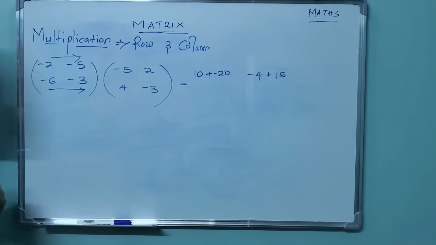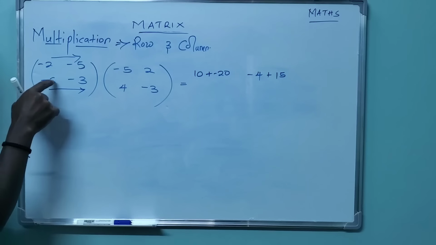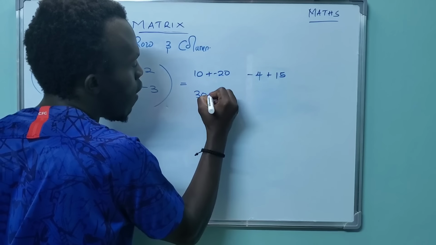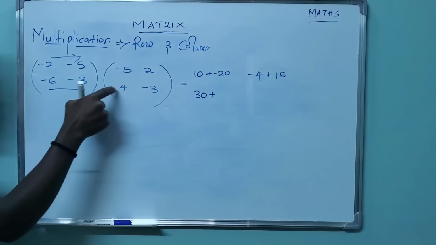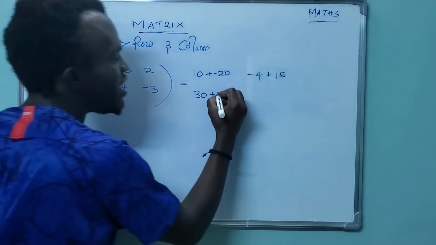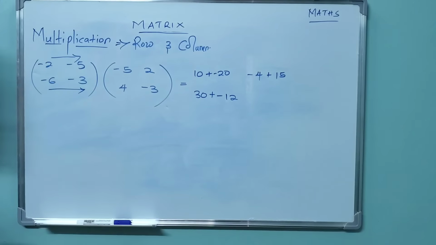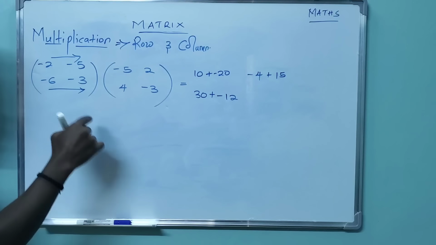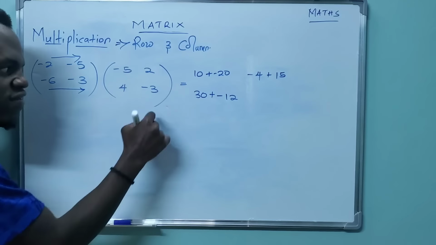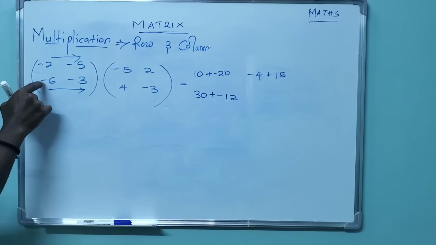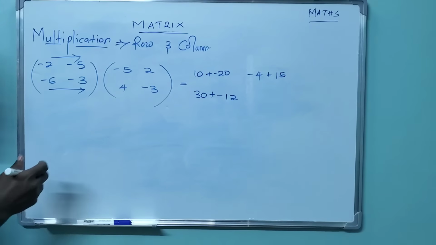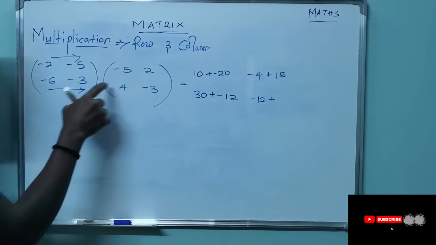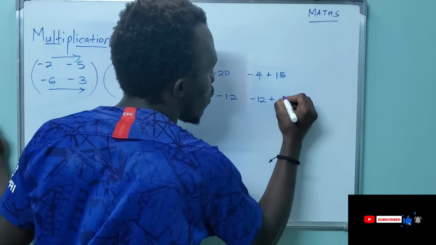I multiply also with both the columns. I start here. -6 multiplied by -5, that is going to be 30, plus -3 multiplied by 4, that is going to be -12. I'm done with the second row and the first column. So I go to the second row and the second column, whereby I'm going to have here -6 multiplied by 2, I'm going to have -12, plus -3 multiplied by -3, I'm going to have there 9.